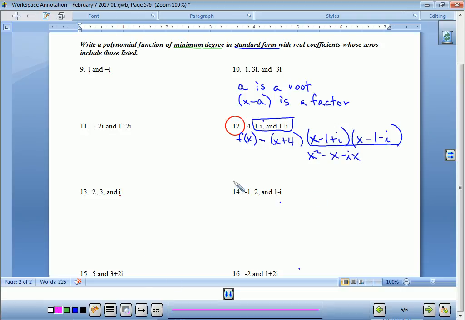I'm going to change colors so that you can see what happens now when we distribute the -1. So the -1 is just going to change the signs of everything, right? Makes it a negative x, a plus 1, and a plus I.